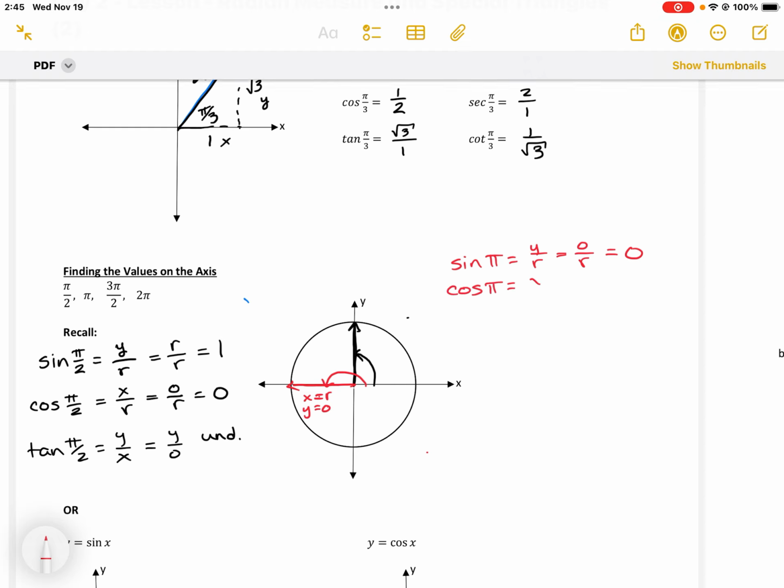Cosine of pi is going to be x over r. X is at a maximum here, which is equal to the radius, which is equal to 1. And then the tan of pi would be equal to y over x. This time the y is equal to 0, so that means the tan of pi is equal to 0. You can repeat this similarly for the other two values.